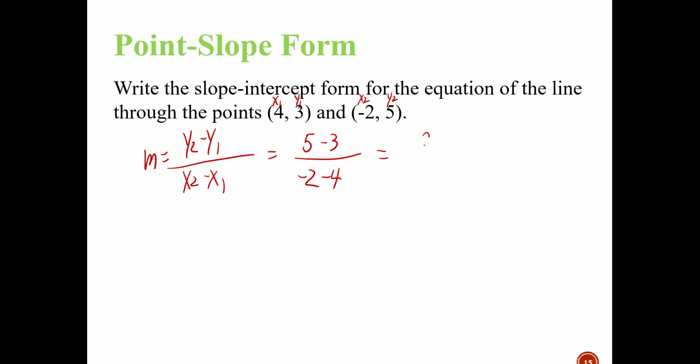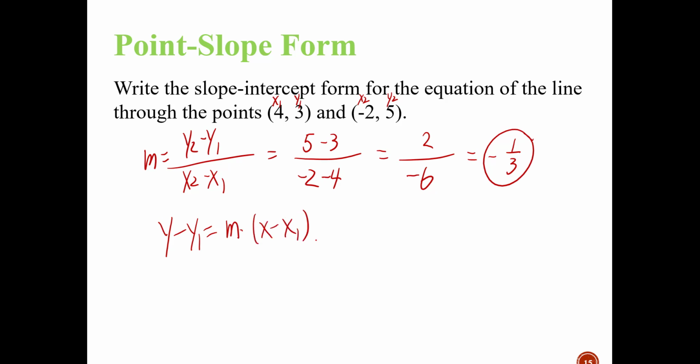So we get -2 over 6. Now to simplify, we end up with -1/3. So slope equals -1/3. And we're using the point slope form, y minus y1 equals slope times x minus x1. So now we know slope. We're given x1, y1. Slope is -1/3, x1 is 4, y1 is 3. And throw into the point slope form, so y minus 3 equals -1/3 times x minus 4.